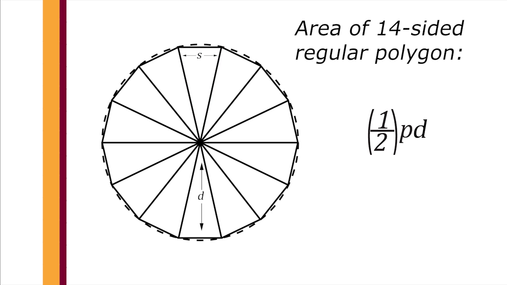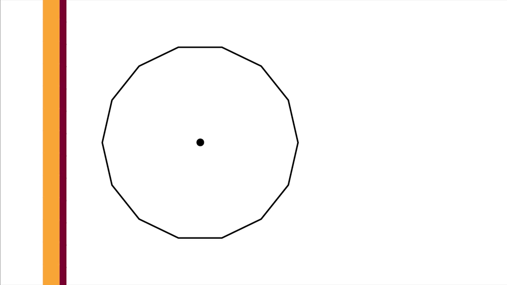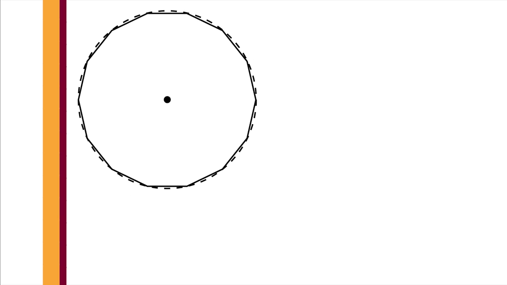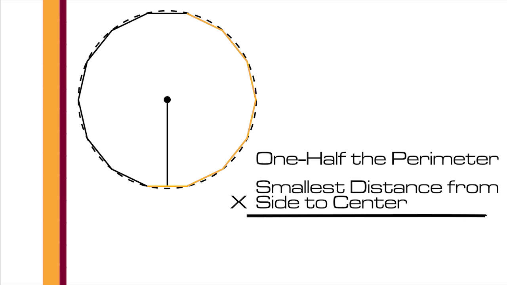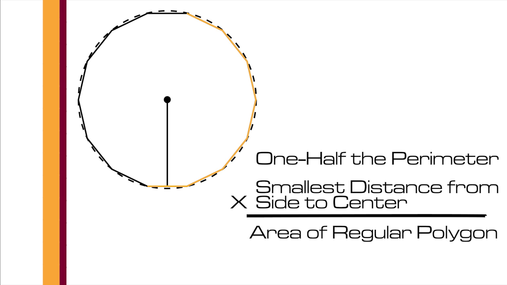Having arrived at this expression a third time, ask students to use the expression to explain a way to find the area of a regular polygon. A variety of responses can be acknowledged as correct, but before moving forward, it is important for students to understand that the area of a regular polygon can be found by multiplying 1/2 of its perimeter by the smallest distance from side to center.